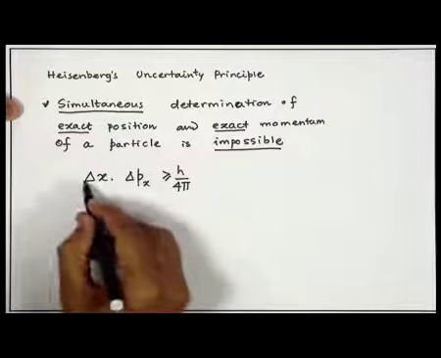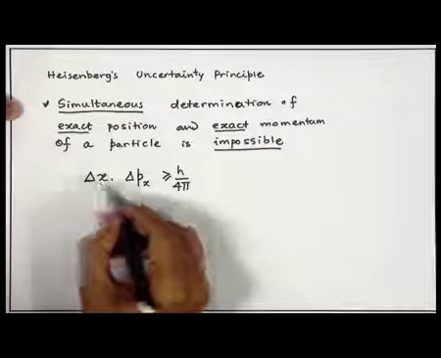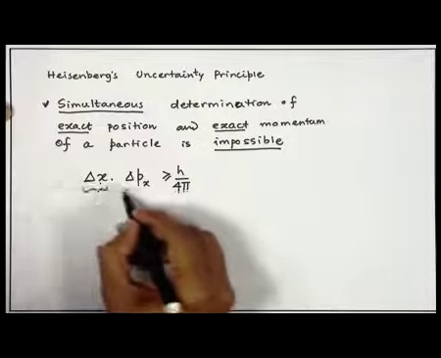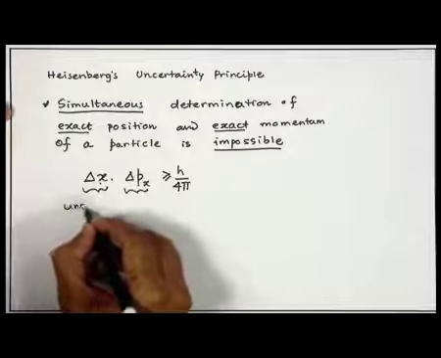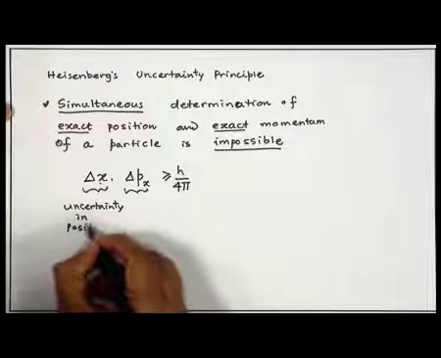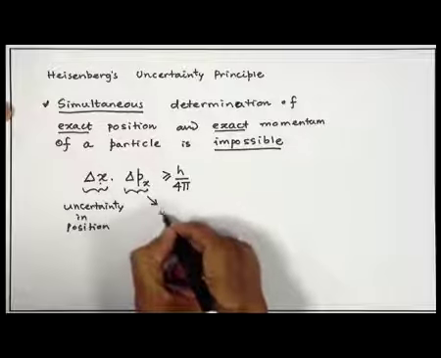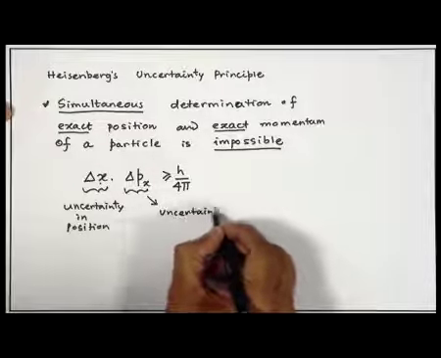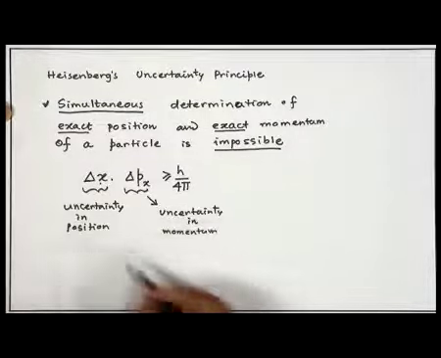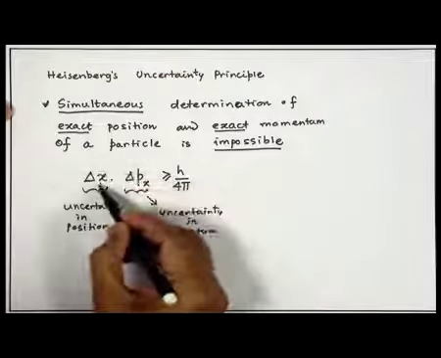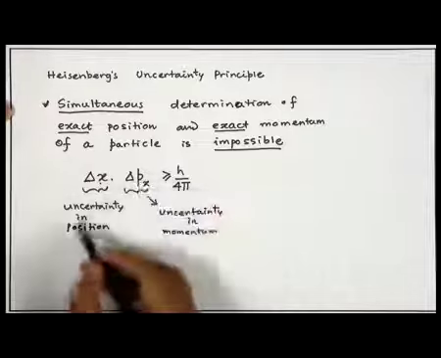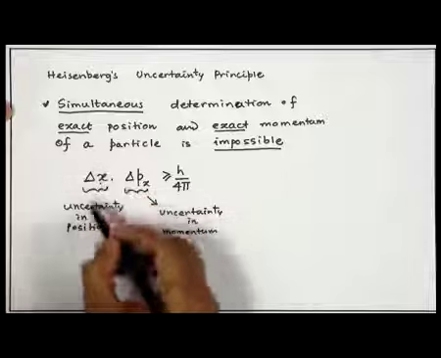What is this delta x? x is the position of the particle, p x is the momentum of the particle along x direction. This delta x and delta p x are called uncertainty in position, and uncertainty in momentum. Exact determination of position would make delta x as 0, exact determination of momentum will make delta p x as 0. The uncertainty is given by this delta x.